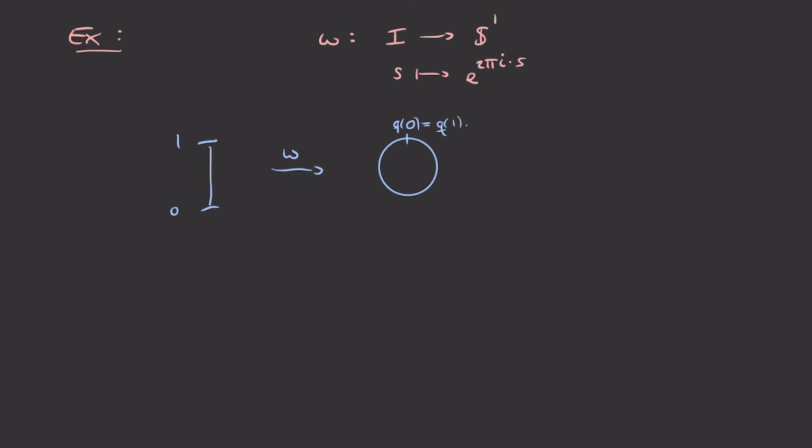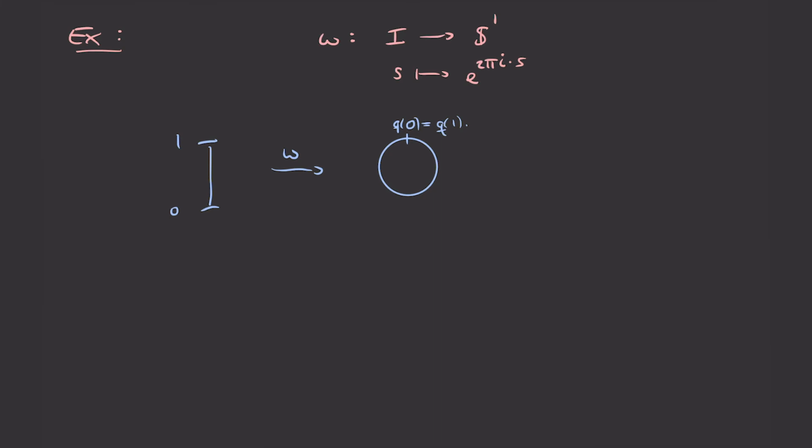So what we want to do is check whether this given map is actually a quotient map. We need to remember the definition of what it means to be a quotient map. First, the map needs to be continuous, which this map is, because the exponential function and multiplying by constants is continuous. The second thing a map needs to be in order to be a quotient map is surjective, and this is also the case because any point in the unit circle has a preimage in this closed unit interval.